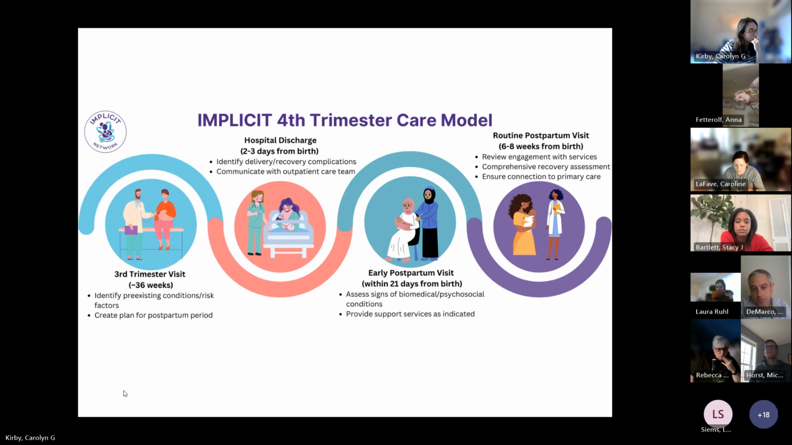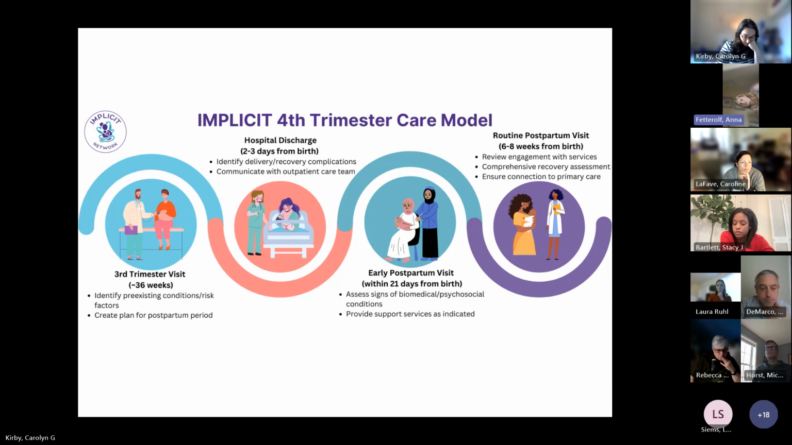The early postpartum visit is within 21 days from birth, and this comes from the ACOG recommendation that came out in 2018. We know that a lot of complications occur sooner than that traditional postpartum visit, so we really want to make sure we get these birthing people in sooner and have a point of contact.